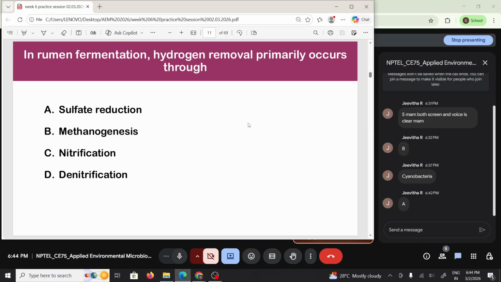So the next question is, in rumen fermentation, hydrogen removal primarily occurs through which of the process?